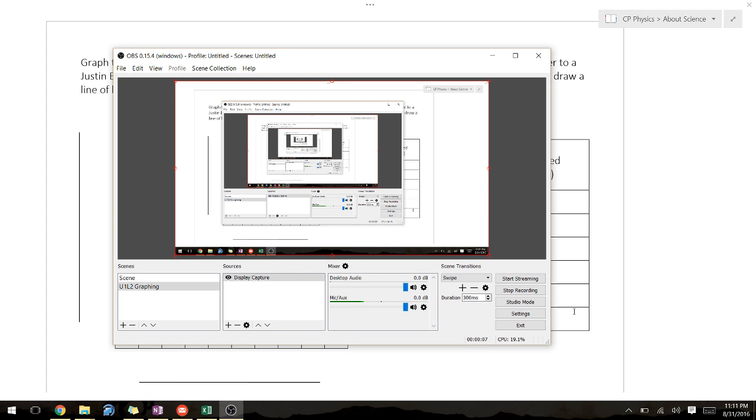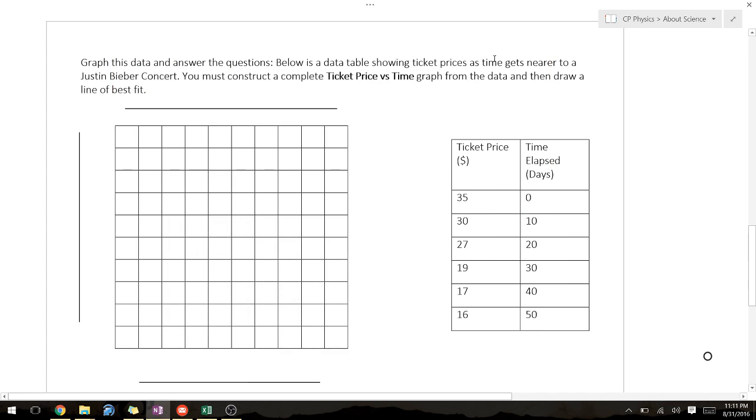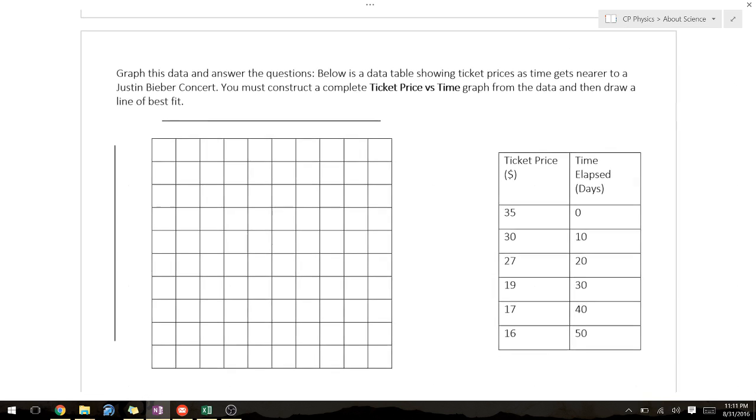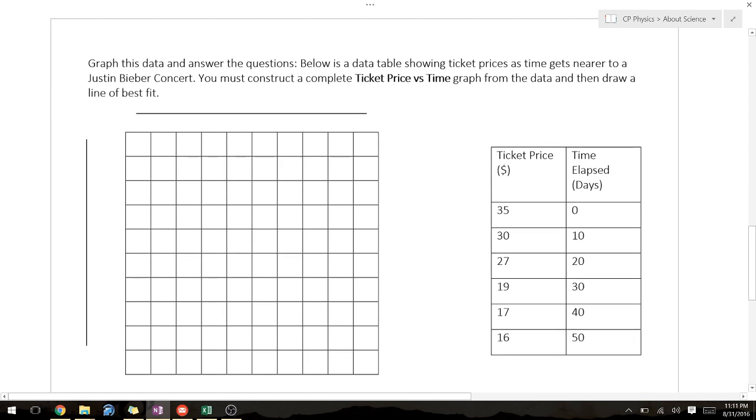This is Unit 1, Lesson 2 on graphing. So we're going to be using this worksheet that I made to look at how graphing works. And we're graphing something kind of unconventional. The situation that we're graphing is the ticket prices as time gets nearer to a Justin Bieber concert. So we're constructing a ticket price versus time graph.